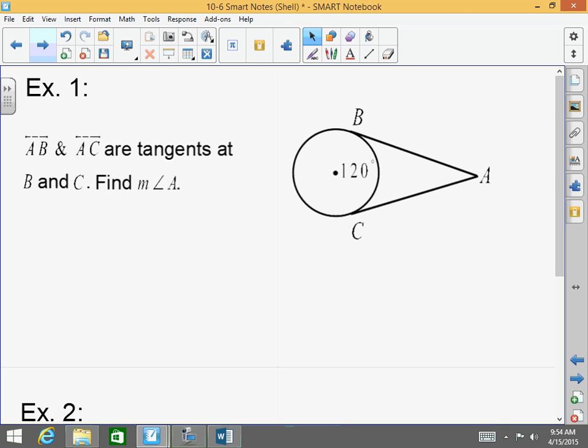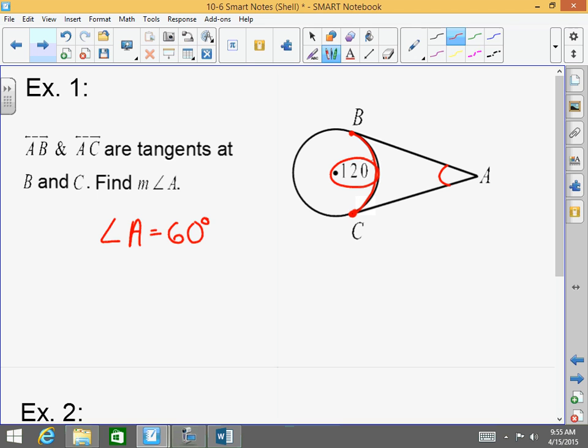So example 1. You've got AB and AC are tangents at B and C. Find angle A. 60 degrees, done. This is the arc. But we know that this arc plus this angle must equal 180. So angle A will equal 60 degrees. It's literally that simple. Like I promise you. Some books don't even teach this, guys. I don't know why. But it's extremely powerful. Extremely powerful. Okay?